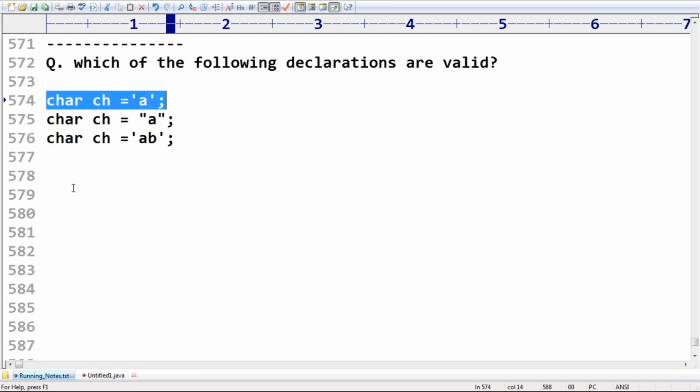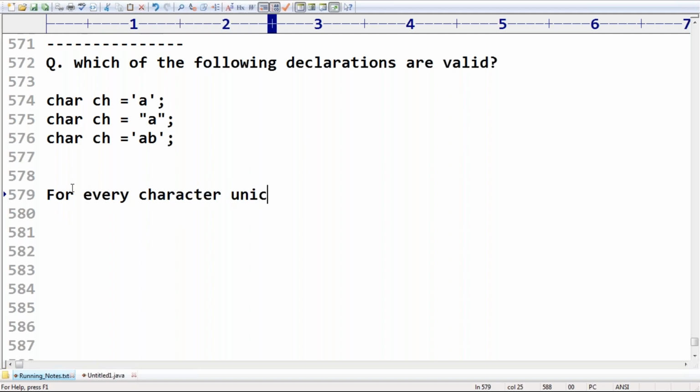Okay. Second way: for every character, a Unicode value is there. Correct or not? For every character, Unicode is there.